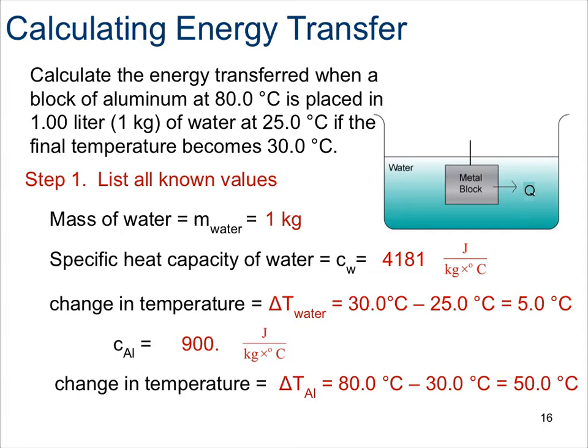And then the specific heat capacity of aluminum, that was not given to us, but you could certainly look this up. But in any question moving forward on an assessment, the specific heat capacity values will always be given to you. So for aluminum, it's 900. The change in temperature for aluminum would be it's going from 80 degrees down to 30 degrees. So there was a 50 degrees Celsius change in temperature.